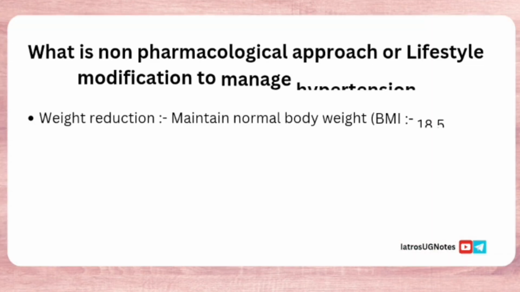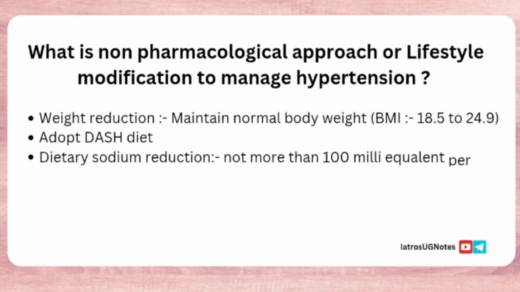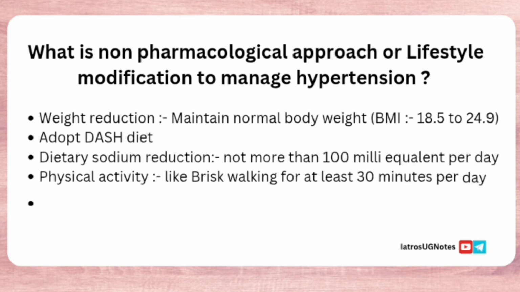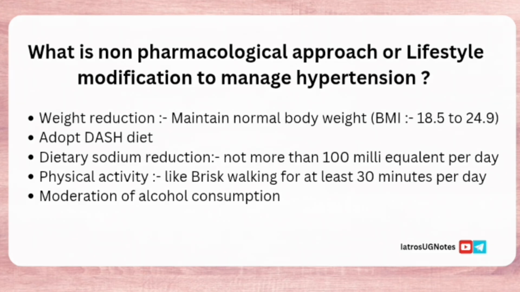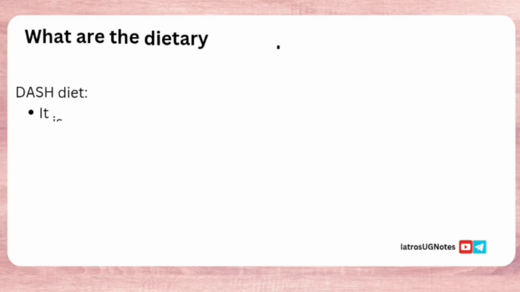What is the non-pharmacological approach or lifestyle modification to manage hypertension? Weight reduction. Maintain normal body weight, BMI 18.5 to 24.9. Adopt DASH diet. Dietary sodium reduction, not more than 100 milliequivalents per day. Physical activity, like brisk walking for at least 30 minutes per day. Moderation of alcohol consumption.